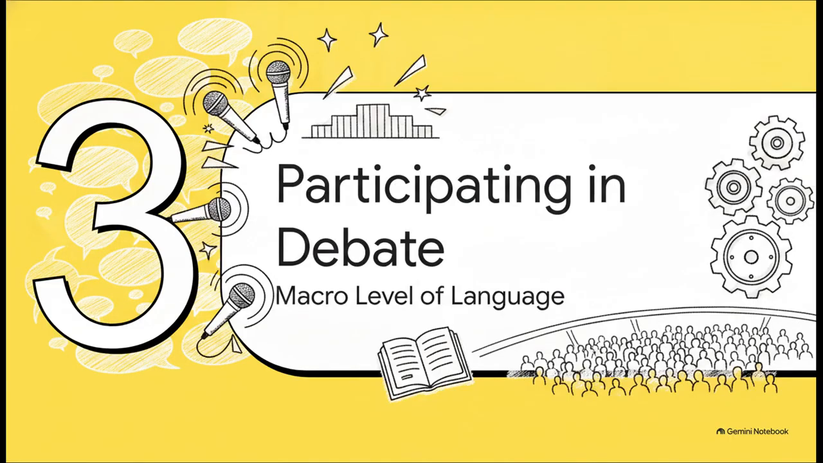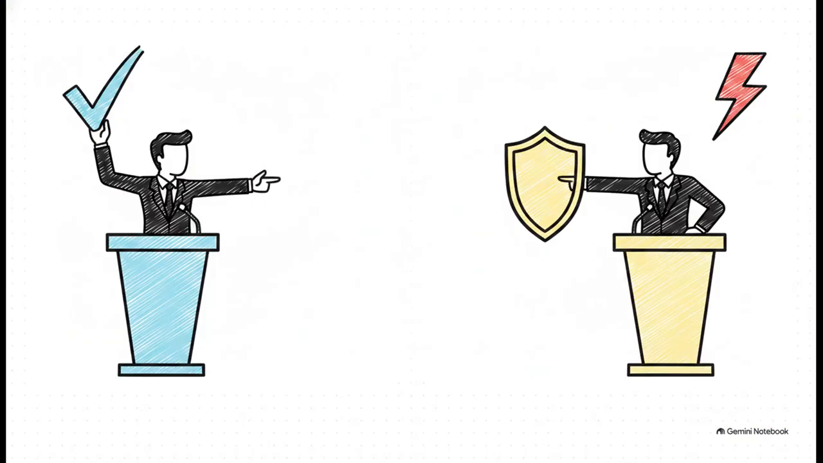Section 3. Participating in a debate. Welcome to the macro level of language. We are now taking those precise words and perfectly punctuated clauses and stepping right into the live arena. We are going to look specifically at the 6-person parliamentary debate format. In this format, 2 teams face off over a specific motion. For instance, the motion might be, this house would remove junk food from schools.